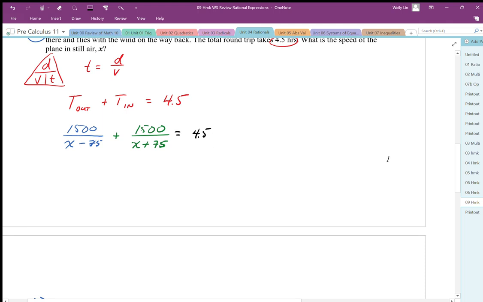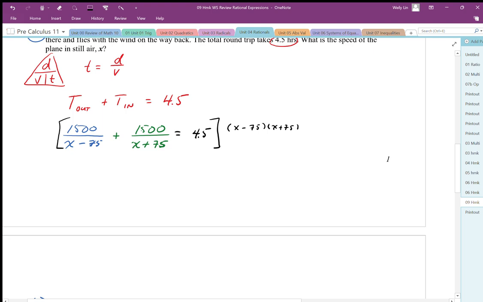Because it's an equation, I'm going to multiply by those two factors, x minus 75 and x plus 75. We know our restrictions: x can't be 75 kilometers an hour, or going backwards 75 kilometers an hour, which gives us the restrictions on x.